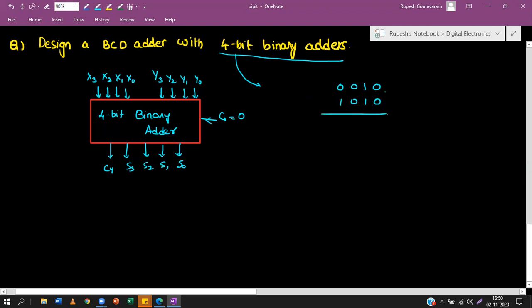If we add these two, 0, 0, 1, 0 in the binary system specifies 2, and 1, 0, 1, 0. This has a weight of 2 power 0, this has 2 power 1, 2 power 2, 2 power 3. So this is 8 plus 2, which is 10. So if you add these two, you will get 12. 12 is represented again in binary as what?